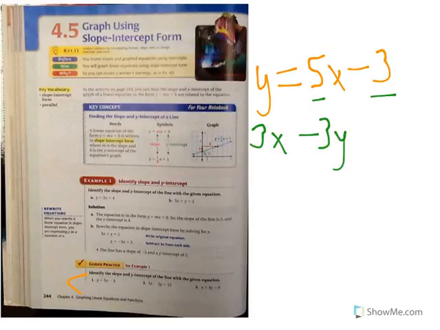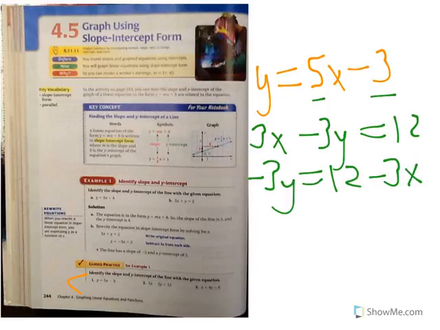This problem here says y is equal to 5x minus 3. Check it out, nice and easy. 5 is the slope, and negative 3 is the y-intercept. I know that one is pretty easy. So 3x minus 3y is equal to 12. This one's a little bit harder because we're not looking for 3y or anything like that. We're looking for y by itself. So we're going to subtract 3x from both sides. Then we end up with negative 3y is equal to 12 minus 3x. We'll do switching that around in a second. Now we've got to divide both sides by negative 3. When we do that, we end up with y is equal to, well, negative 4, because 12 divided by negative 3 is negative 4.